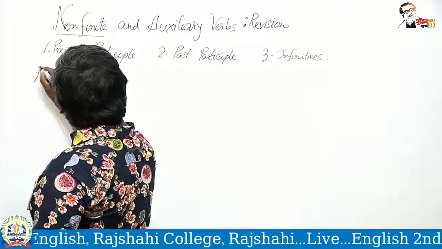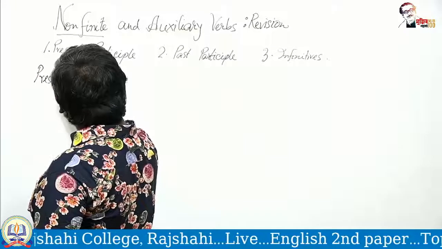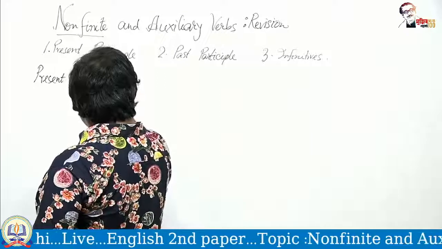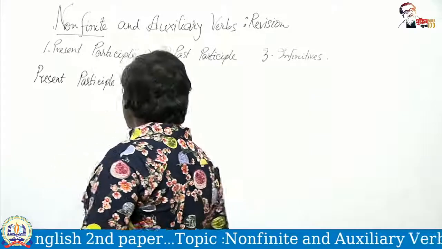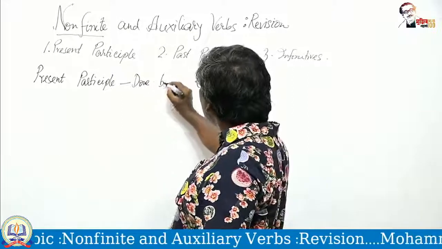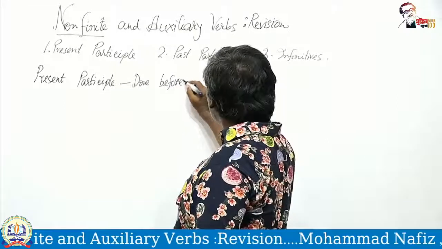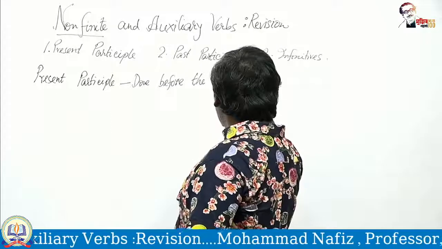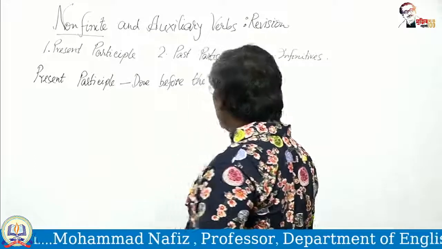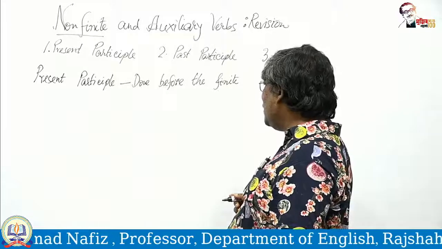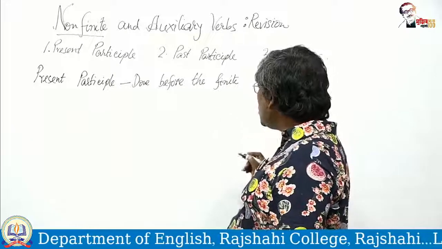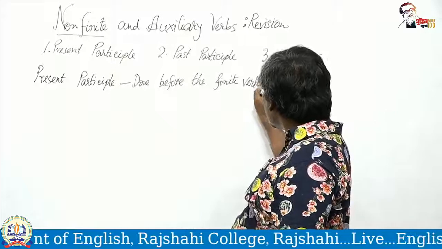When we have a present participle, usually the verb in the present participle form determines an action done before the action of the finite verb. That is, the verb presented in the present participle form determines an action done or happened before the action or happening of the finite verb in the normal case.